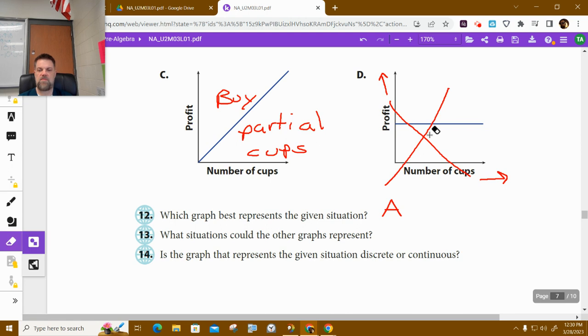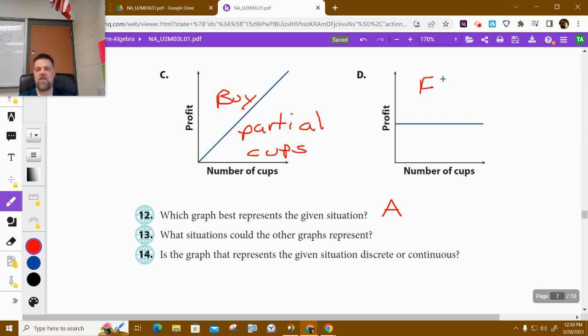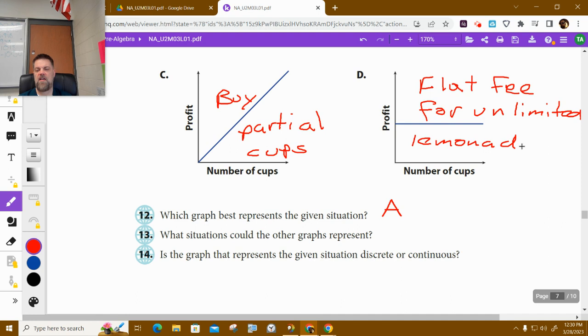What about D? That could be a flat fee for unlimited cups. And it could be a partial cup too. So you've got unlimited lemonade. In other words, you might not fill up the cup. You might only fill it partially. You might fill it up all the way. Does that make sense? So for it to be a continuous line, you could have 1.1 cups. You could have 1.5 cups. You could have 1.3 cups. So that's how we do that.